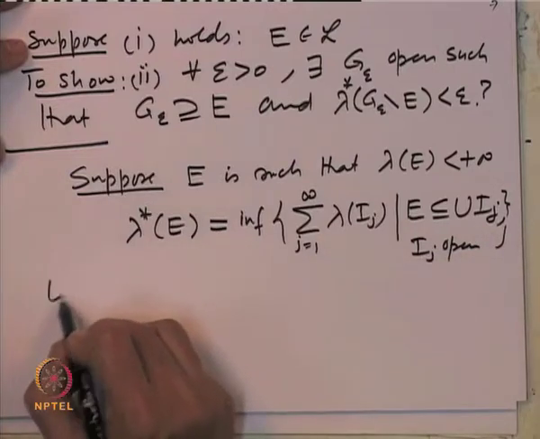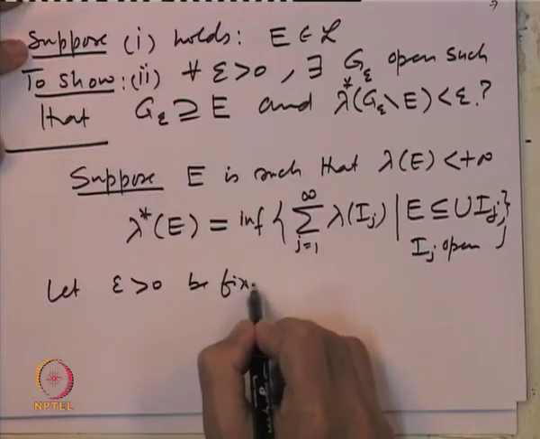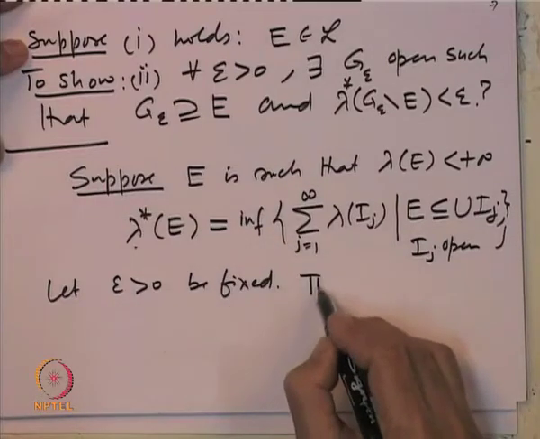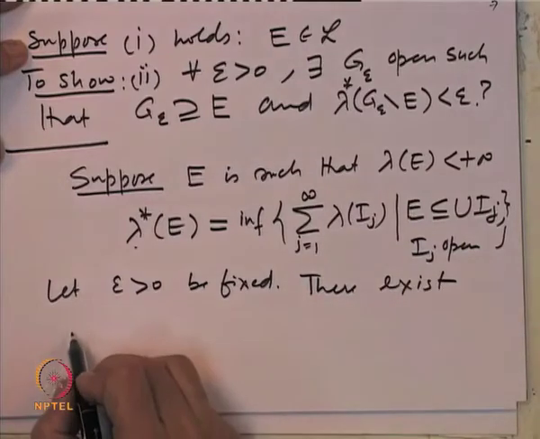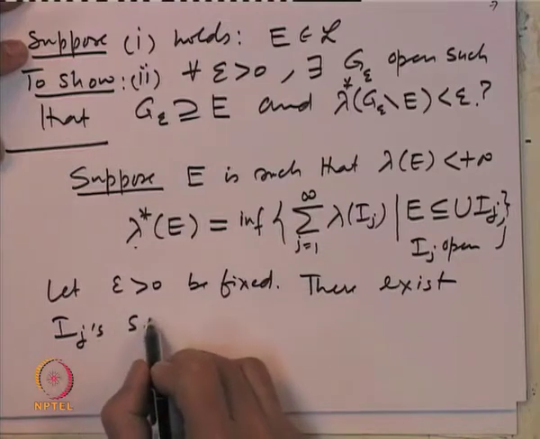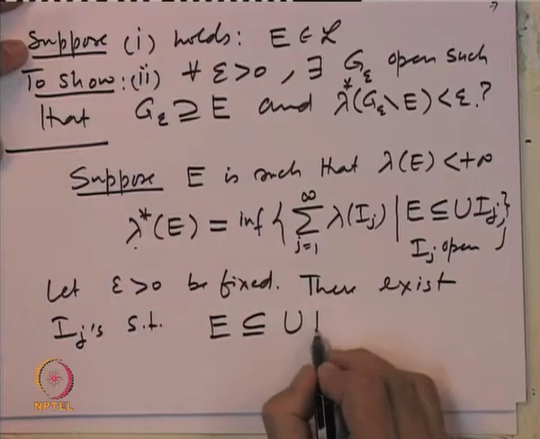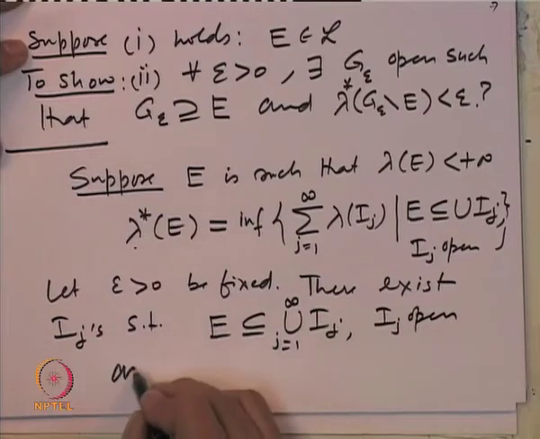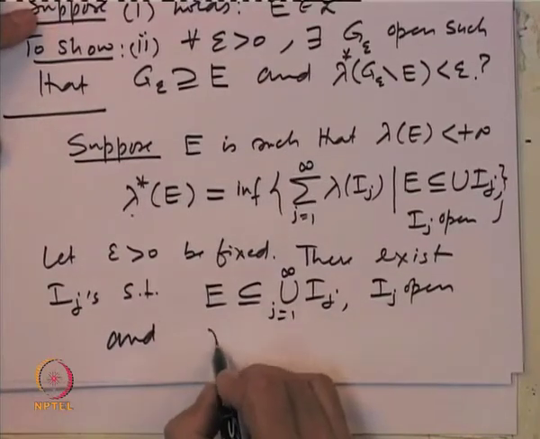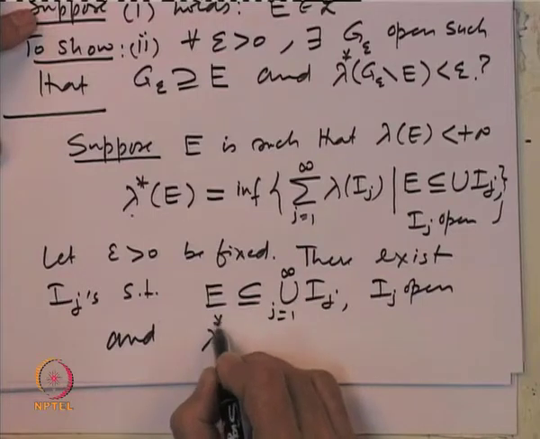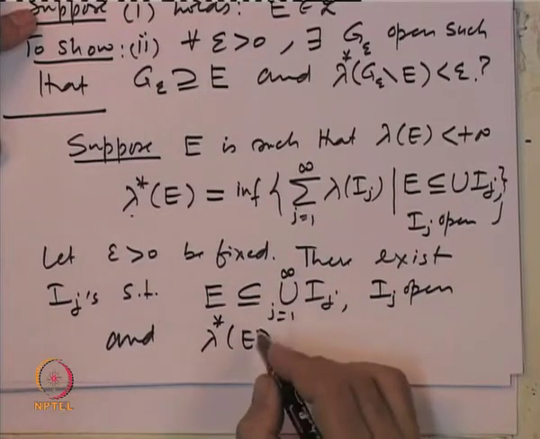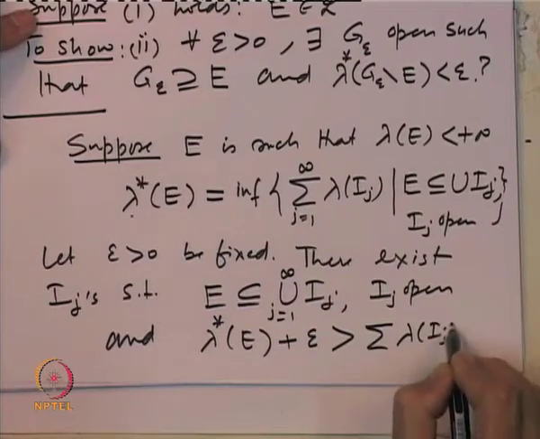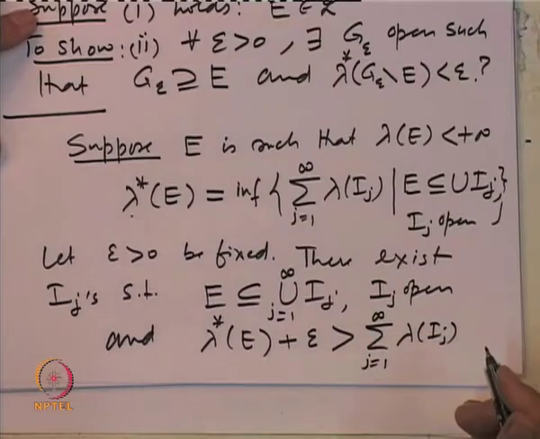Now, let us fix epsilon, and since this number is finite and it is an infimum, by the definition of infimum there exists a covering. There exist intervals I j such that E is contained in the union of I j's, each I j open, and we have the property that lambda star of E, which is the same as lambda of E because it is measurable, plus the small number epsilon is bigger than the sum of lambda of I j, j equal to 1 to infinity.